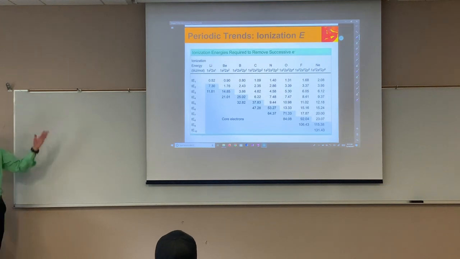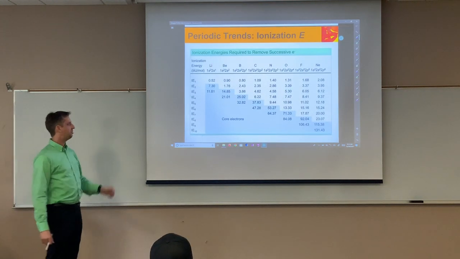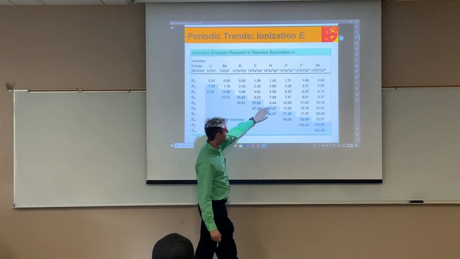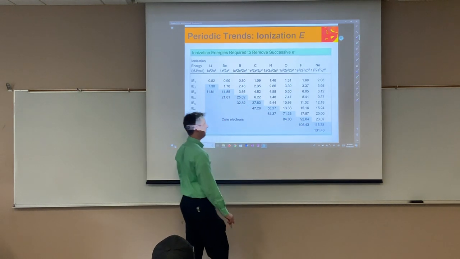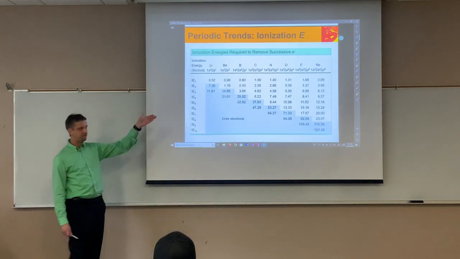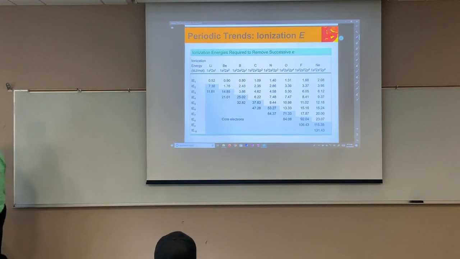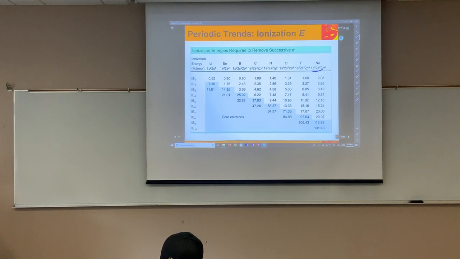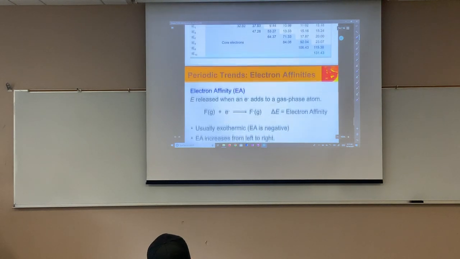Here are some numbers and trends. You guys see the changes that spike as we go through the ionization energies. It's just a visualization of these problems. Not that I expect you to know any of those numbers, but I do expect you to be able to do this at the top: the electron configuration.